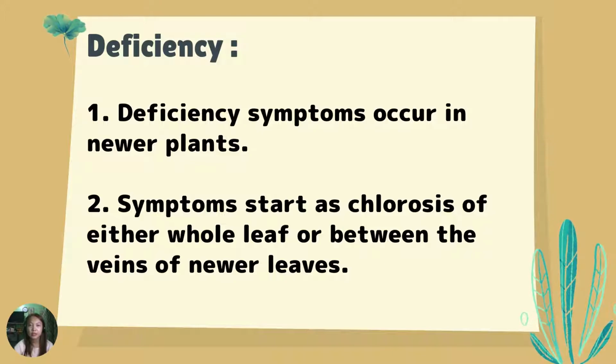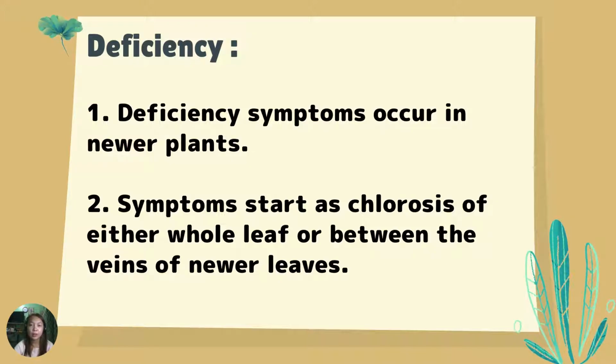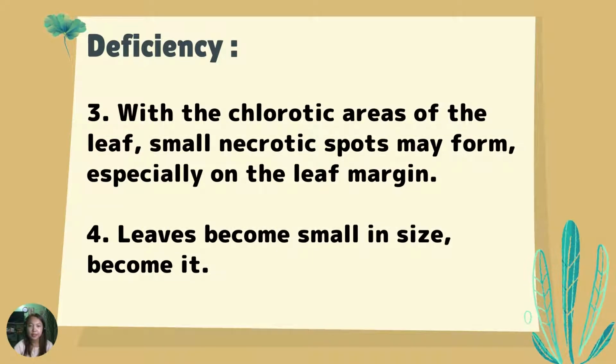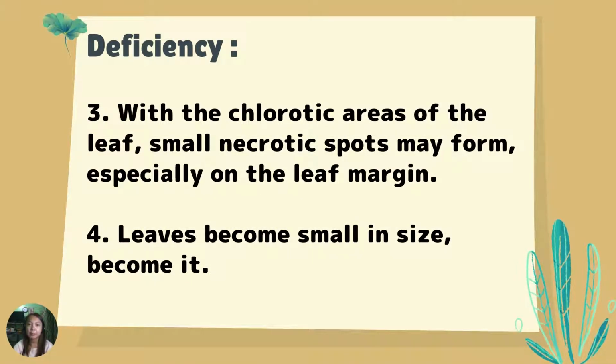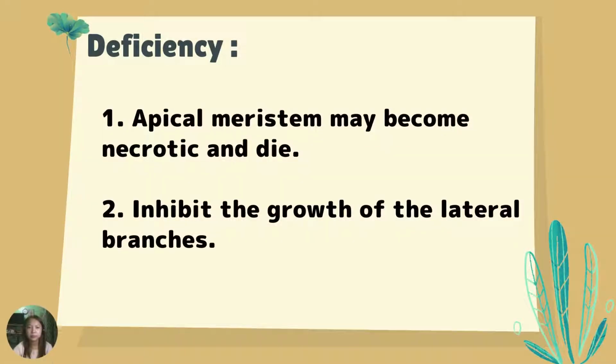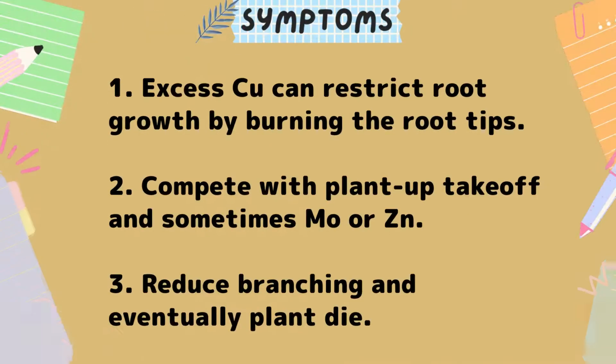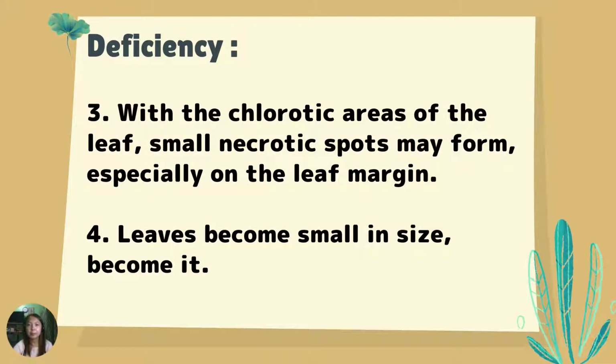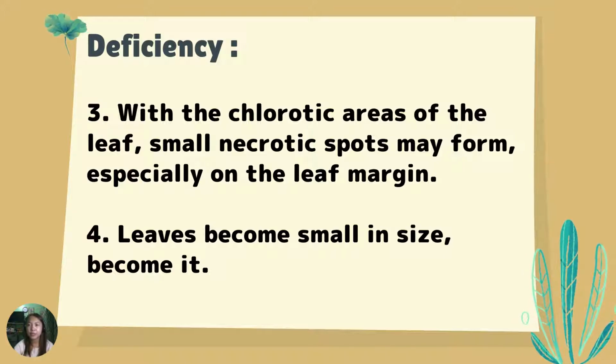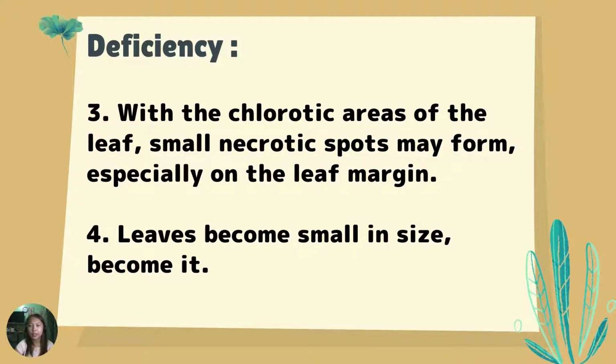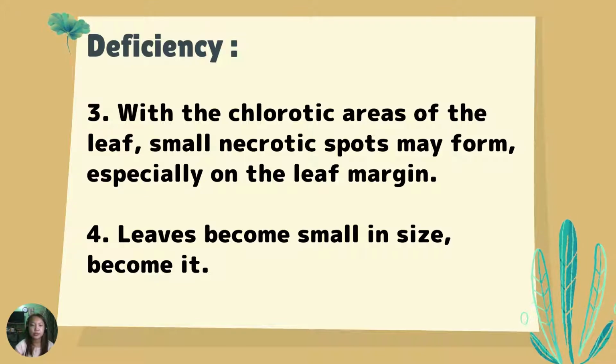Symptoms start as chlorosis of either the whole leaf or between the veins of newer leaves. The yellowing of the leaves is the chlorosis. The apical meristem may become necrotic and die. So when we say apical meristem, okay, these are cells capable of division and growth in the roots and shoot tips in plants. The apical meristem gives rise to the primary plant body and is responsible for the extension of roots and shoots.